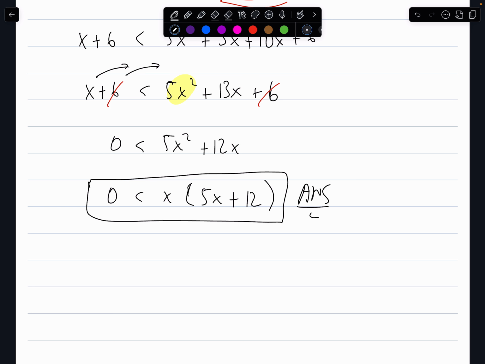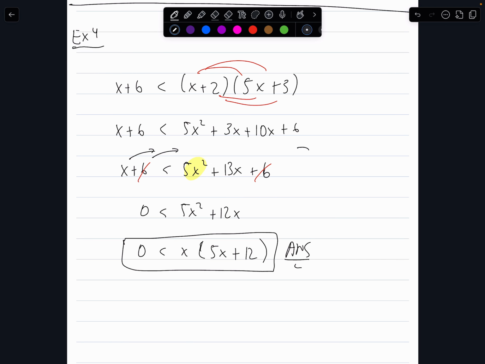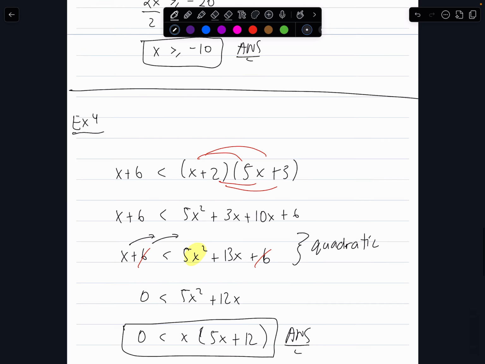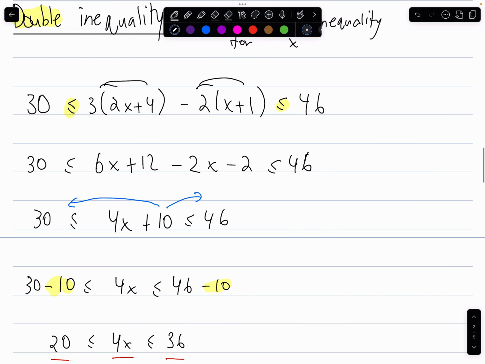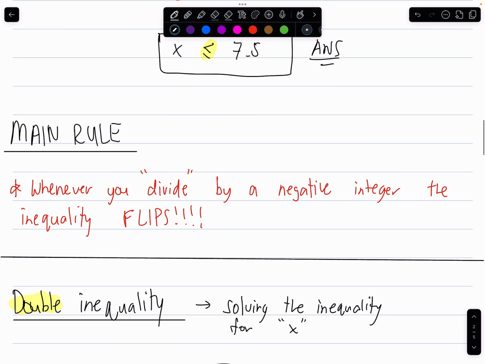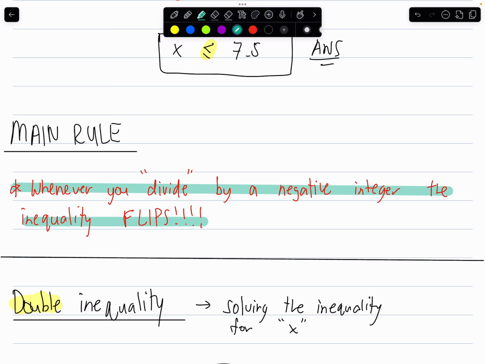And this would be my answer for the inequality. So notice how this one, we had a quadratic. So that's what makes it a little bit different. So the main concept, guys, is you're pretty much performing the same order of operations that you would perform if it was an equal sign. But the main difference is this. Whenever you divide by a negative integer, the inequality flips.